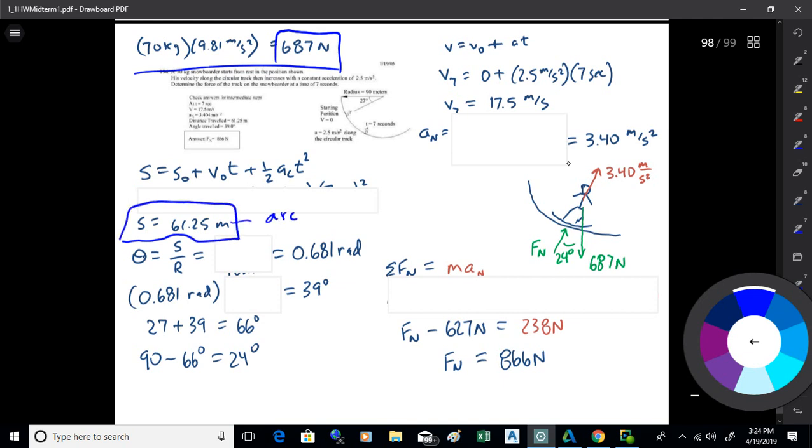But the thing with this is it's an arc distance. It's not a straight line. That's what's happening along an arc. And if you know that's an arc, you should be able to back into that angle. So what I just found is this angle right here is 39 degrees. So 0.681 radians is 39 degrees.